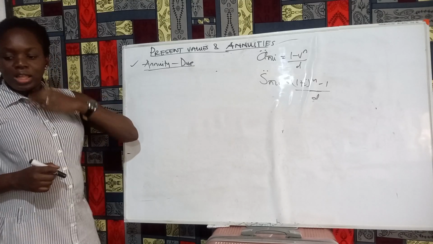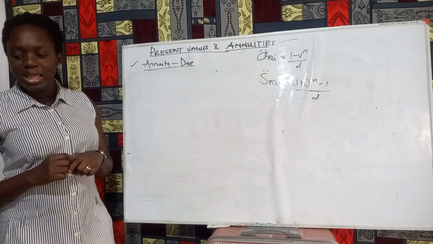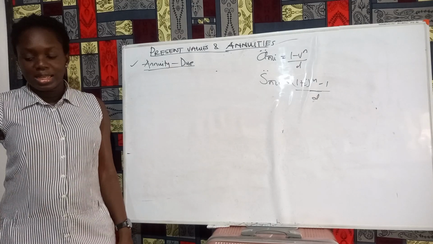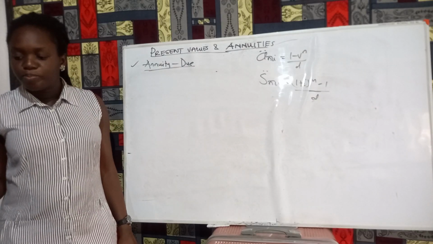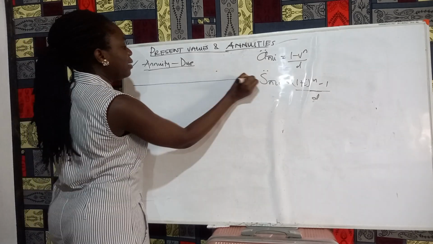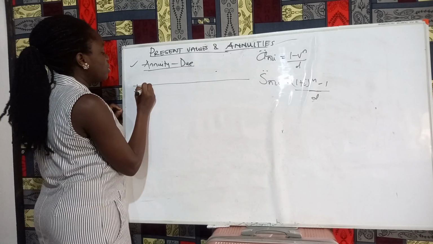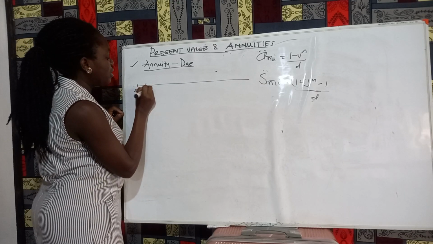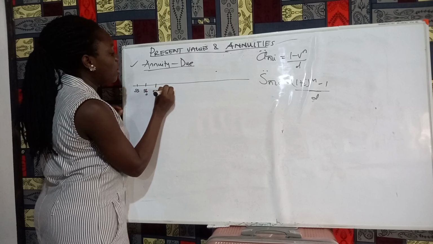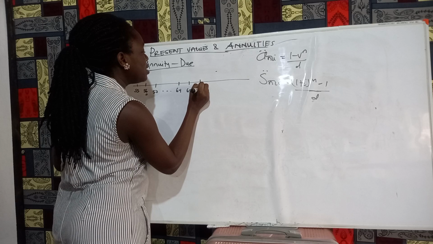Okay, so the employee involved is 55 years now. He will retire in 10 years time. So let me draw my timeline. Currently 55 years. So 55, we have 56, 57, all the way to 64, 65, 66.